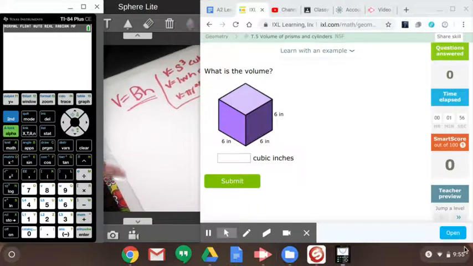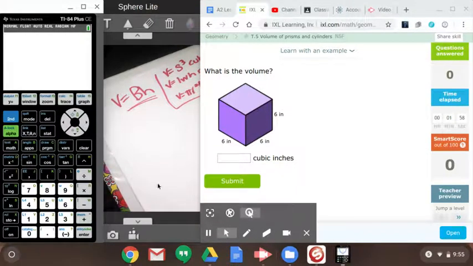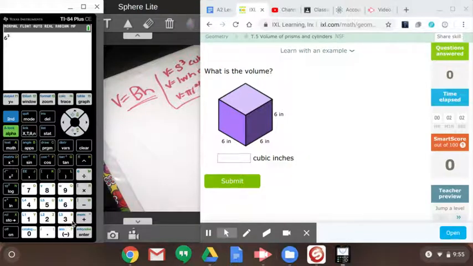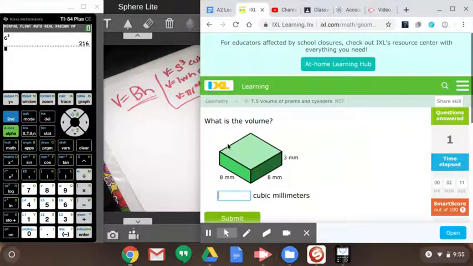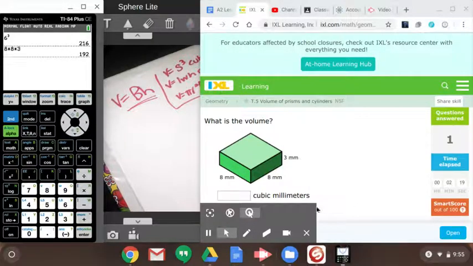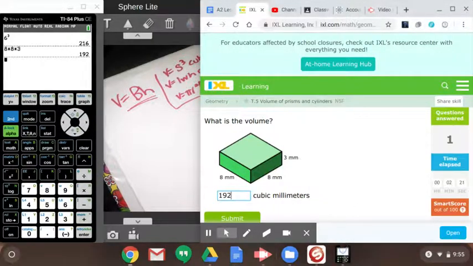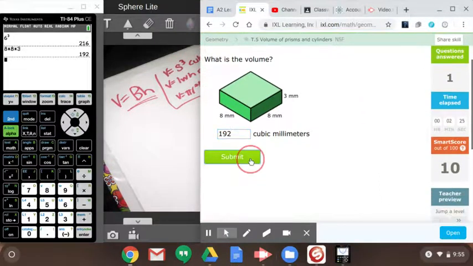height. So if I'm going to do a cube, I'm going to do 6 to the third. So 6, raise that to the third, or you could do 6 times 6 times 6, 216. All right. So this one is a rectangular prism, so I can do 8 times 8 times 3. And that looks like 192. Okay. Super.